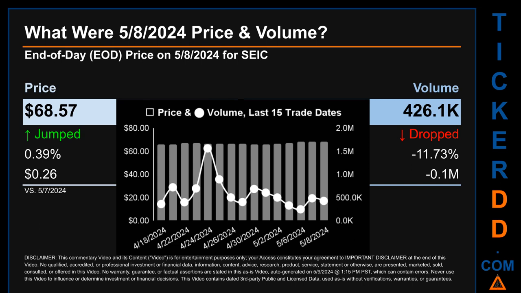Across a range of $2.61, the max and minimum end-of-day price were respectively 68.57 and 65.95. Volume saw a range of 1.3 million, from a day low of 244.5 thousand to a day high of 1.6 million.